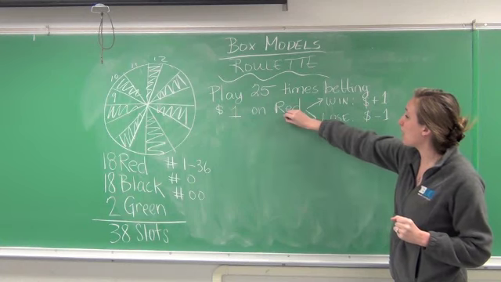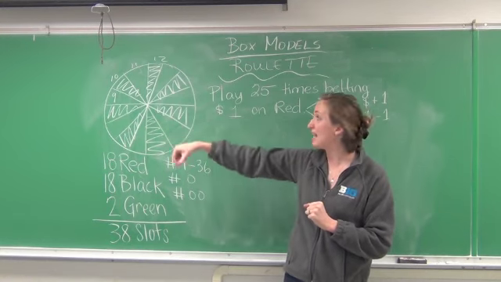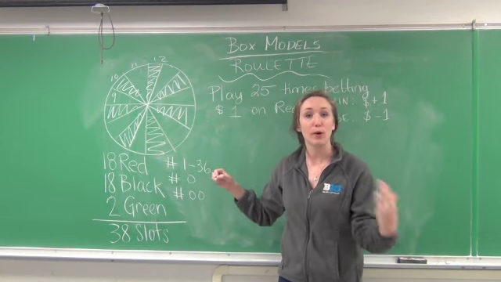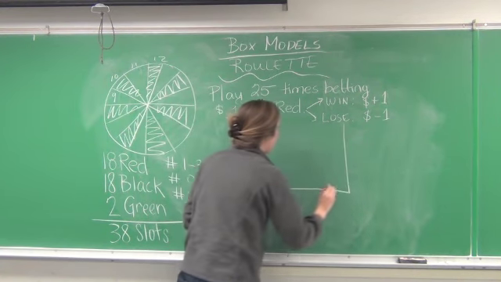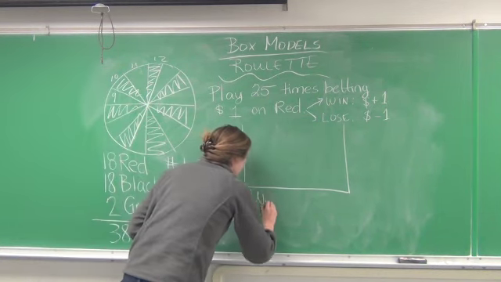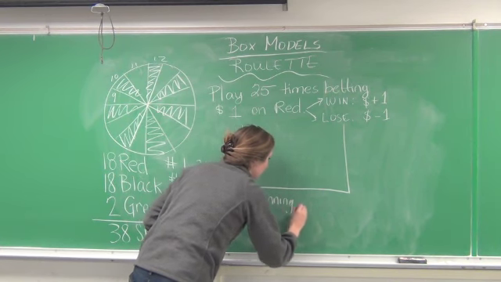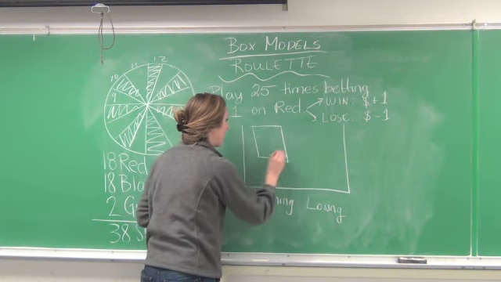Okay, so now we're betting on red. So if it lands on a red slot, we win $1. If it lands on any other slot, green or black, we're going to lose $1. So to turn this into a box model, I'm going to write this in terms of the outcomes I care about. Winning and losing. So those are the 2 outcomes that I really care about.